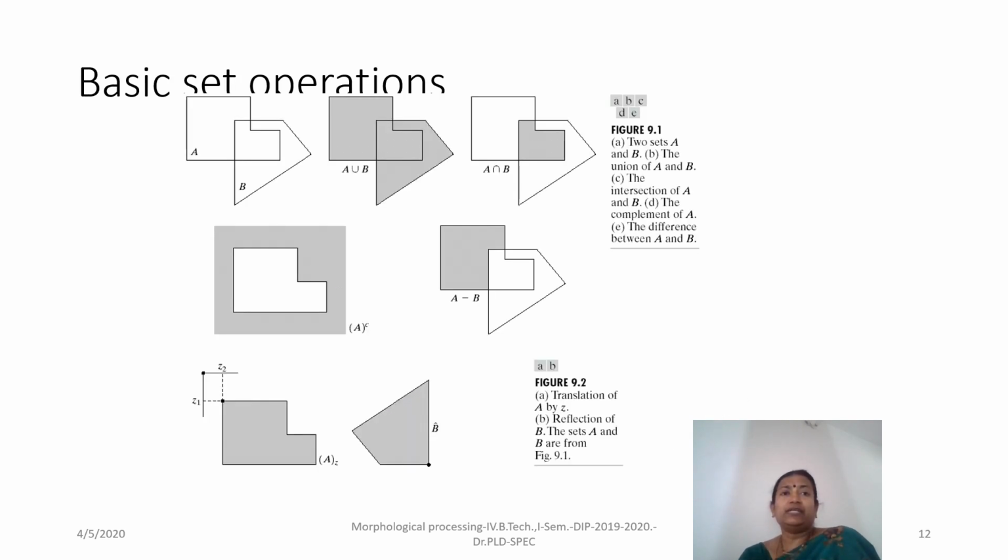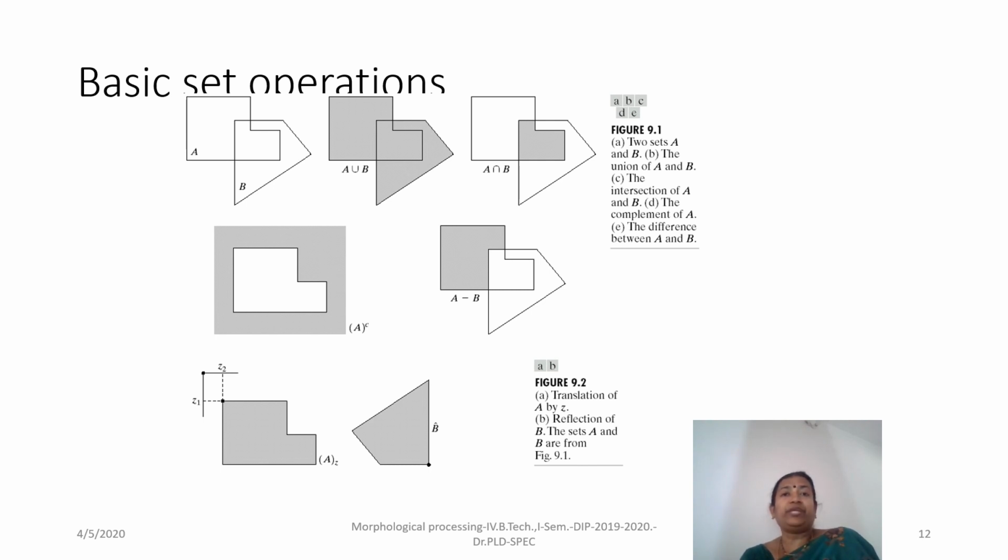Basic set operations. These are some examples of basic set operations. Hopefully you are in a position to understand exactly the concepts we are showing here. Translation of A by z. z is the location, which we represent with the z1, z2 coordinates here. This is A, and this is the translation of A by z. If we translate by z with z1 and z2 coordinates, it is represented as A subscript z. This is A translated by z.